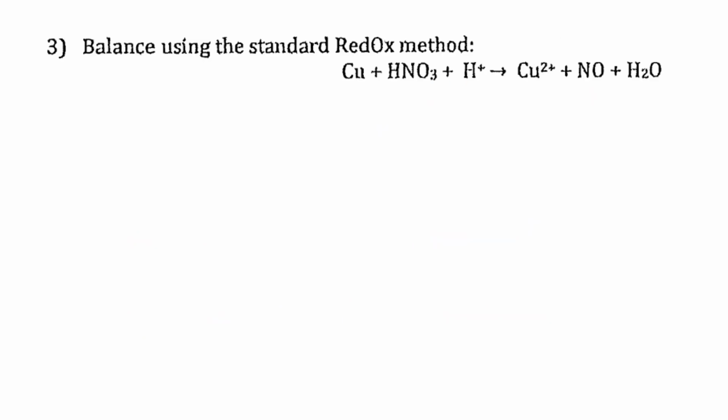Balance using the standard redox method. You have copper plus HNO3 plus hydrogen ions, or protons, producing Cu2+, nitrogen monoxide, and H2O. So we have to look and see what is reduced and oxidized. Okay, so we have copper going to copper 2 plus.